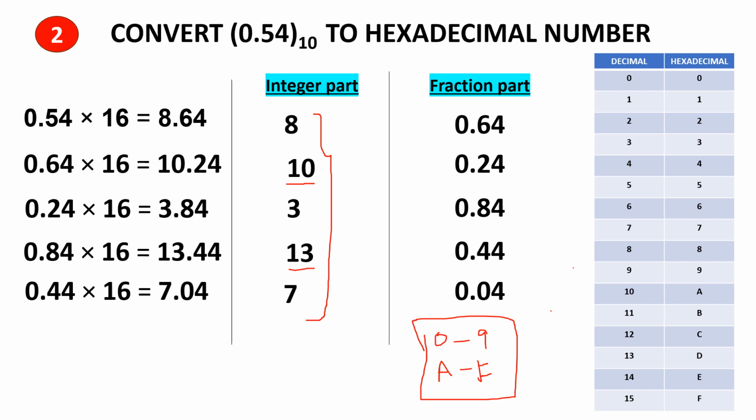So here in this table, for 10 the hexadecimal equivalent is A, and for 13 it is D. So it is A for this and D for this. And in this repeated multiplication method, we will write the answer from up to down. So here the 8 will be the MSB and 7 will be the LSB.